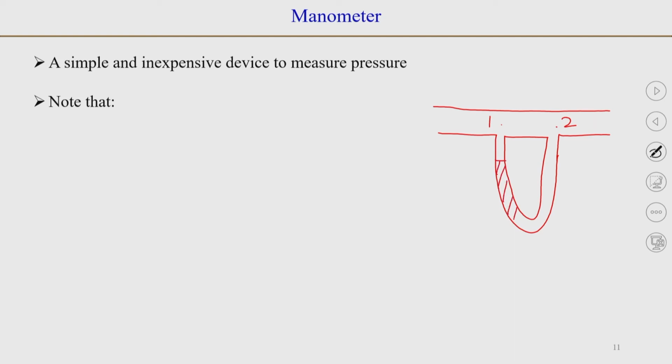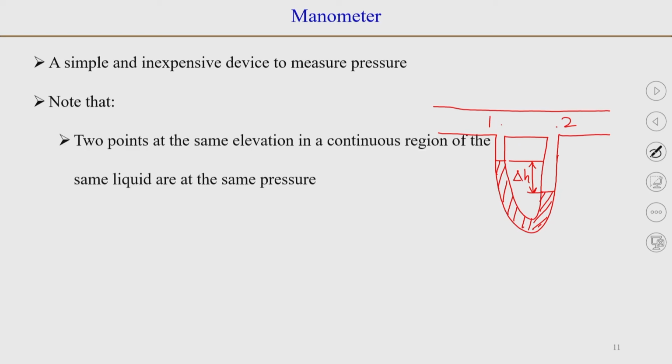So, the manometer is filled with a fluid, and the difference of the height of fluid in the two arms of the manometer will give us the pressure difference between the 2 points. So, when applying a manometer principle, we need to remember that the 2 points at the same elevation in a continuous region of the same liquid are at the same pressure.